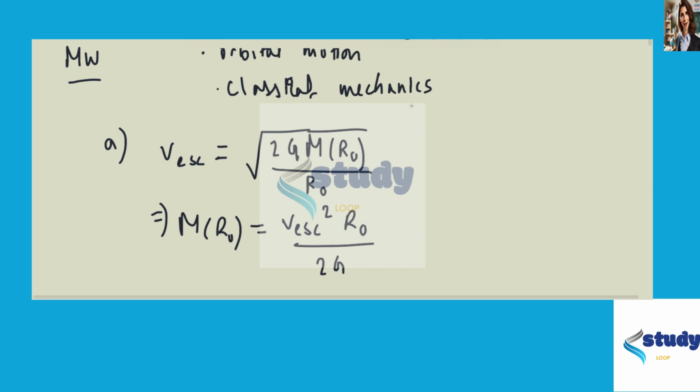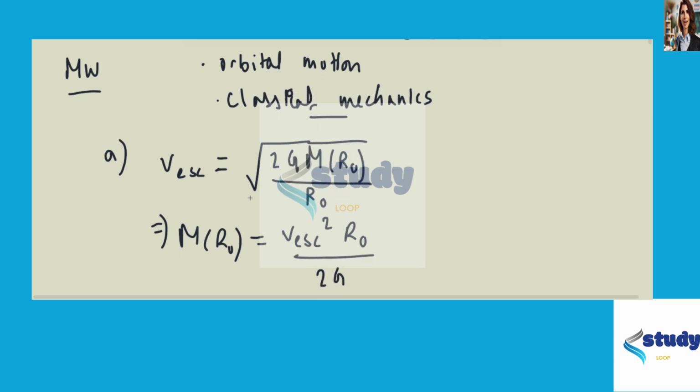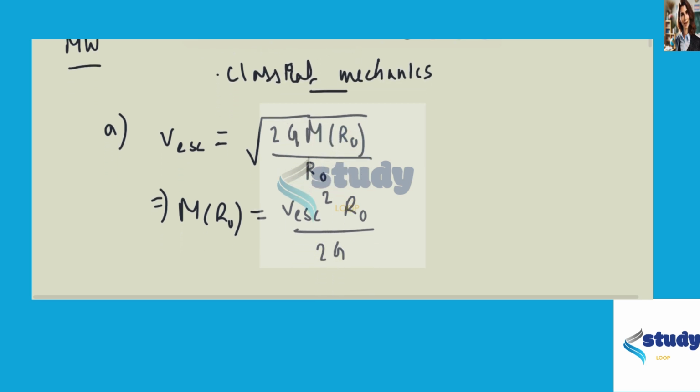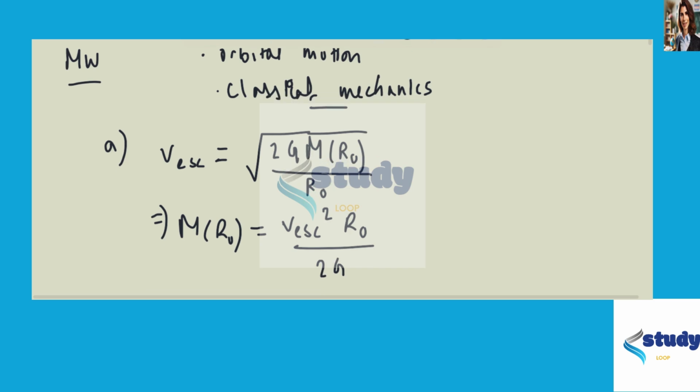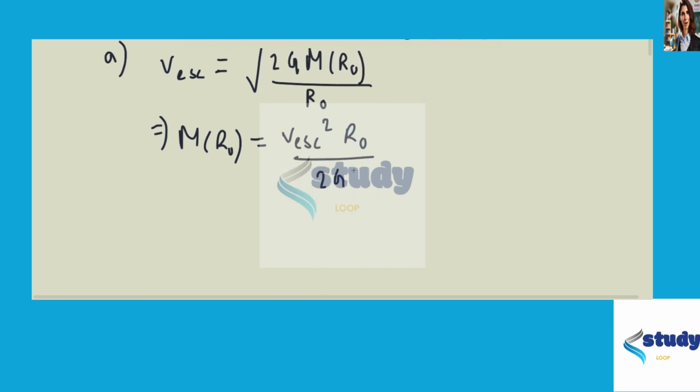Okay, so this Milky Way problem is based on orbital motion and really has to do with dynamics, with classical mechanics. In order to determine the mass of the Milky Way from the motion of stars, for part A, we're going to start with this equation.